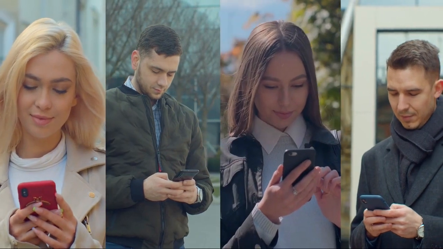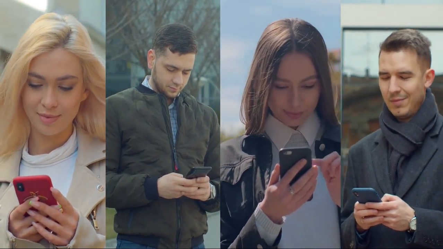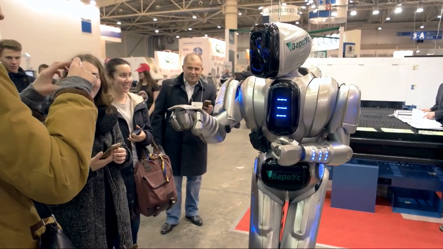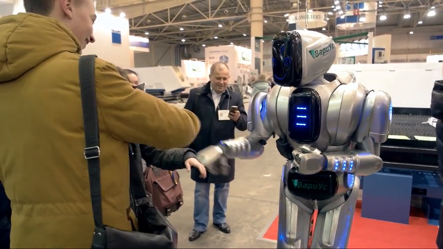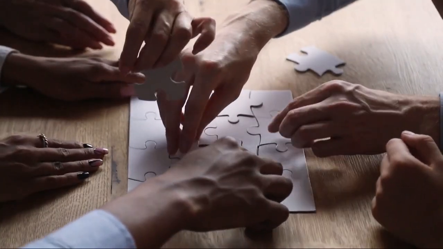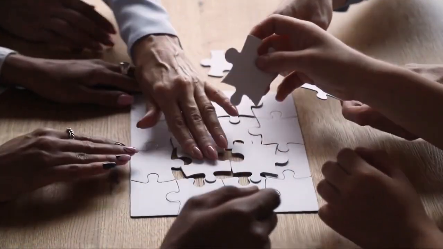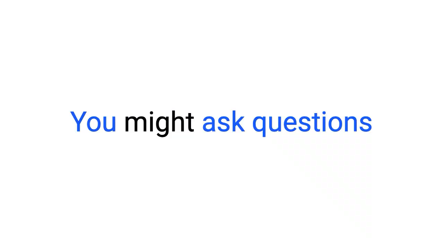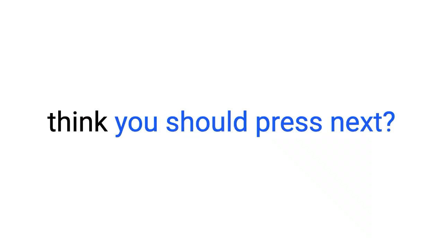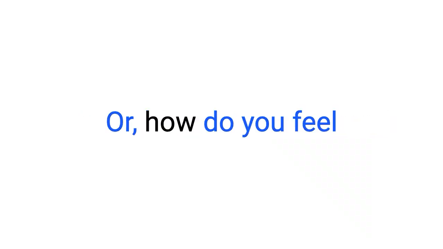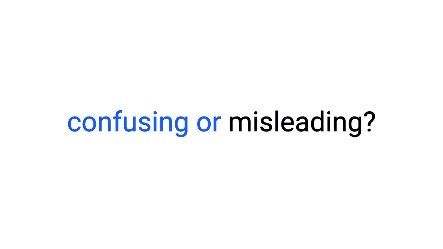Now, onto usability testing. Usability testing is observing people as they use your product, spotting where they stumble, and catching those aha moments. Usability testing is kind of like giving someone a puzzle and watching how they solve it. If they get stuck or seem confused at a certain point, you know that that's the part that needs fixing. You might ask questions like, which button do you think you should press next? Or how do you feel about the layout? Or do you find anything confusing or misleading?